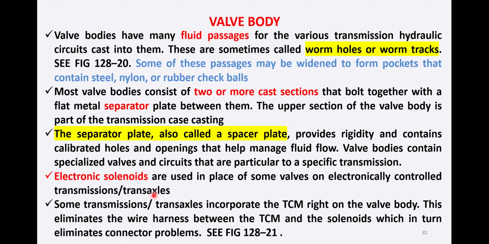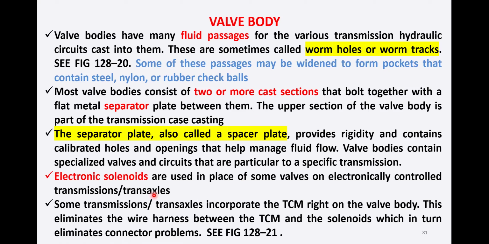So this is a typical upper valve body showing the fluid passage wormholes, as we have seen. This is basically the electronically controlled automatic transmission transaxle, which uses solenoids located in the valve body to control line pressure and to open and close passages in the valve body to control shifts.